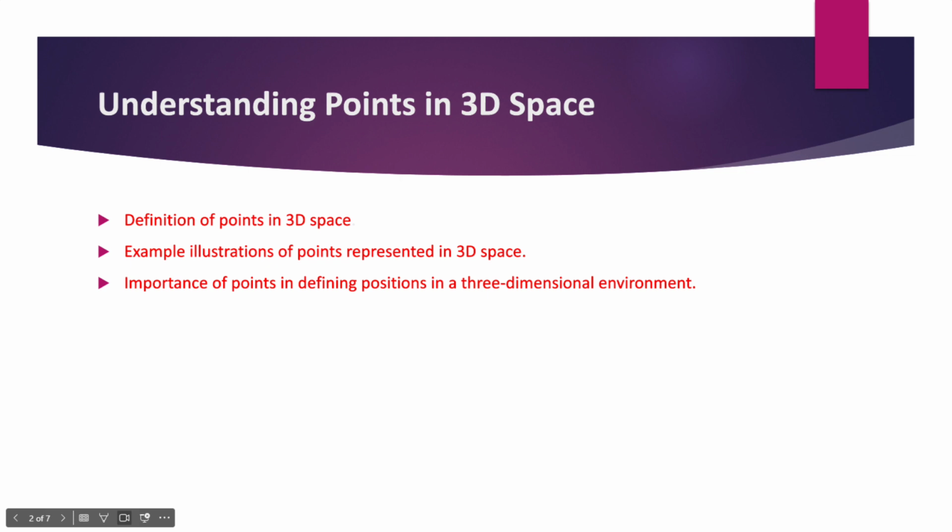Here's a simple example. Consider a room with three axes labeled X, Y, and Z. A point P in this room could be represented as 2, 3, 5. This means that the point P is located 2 units along the x-axis, 3 units along the y-axis, and 5 units along the z-axis from the origin, the point where all axes intersect.